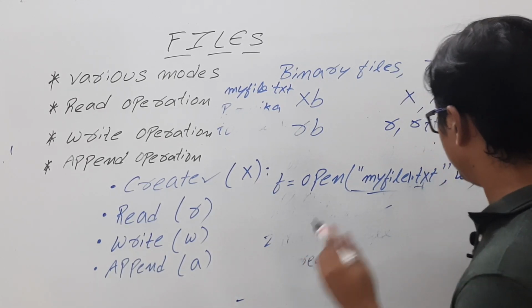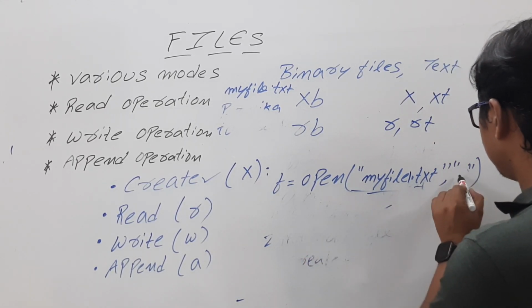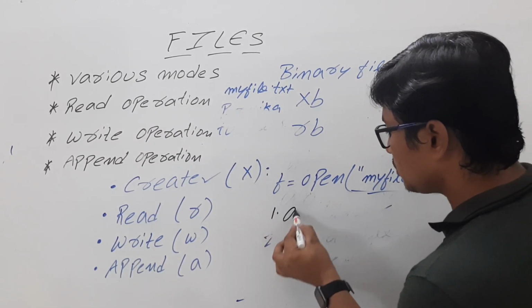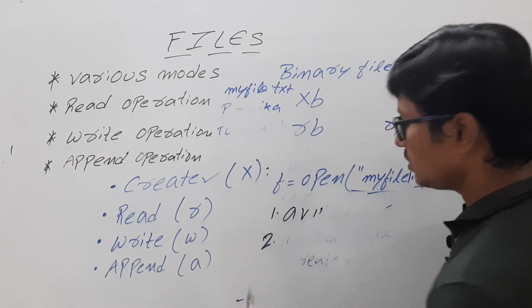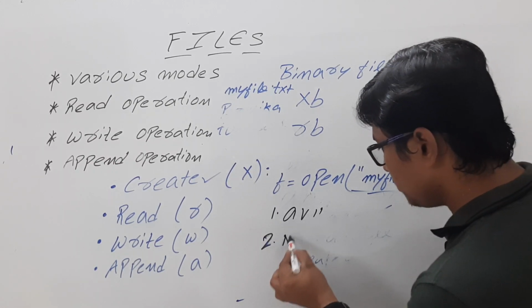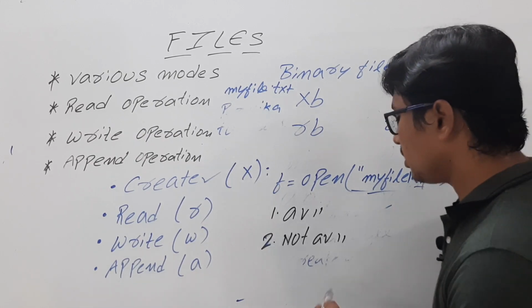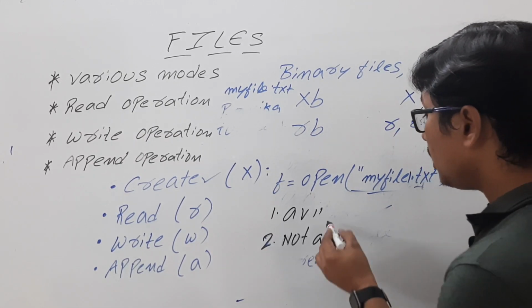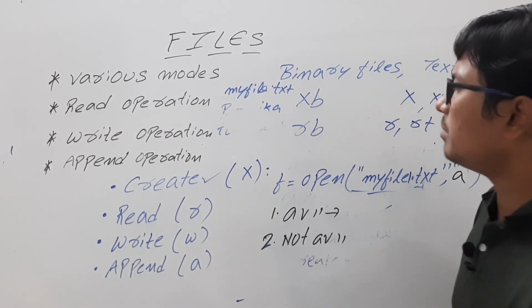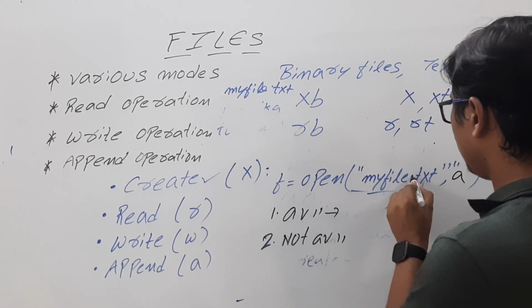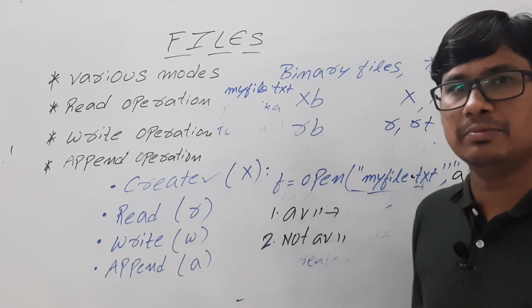Let me discuss the append mode. I will specify it as A. I hope it is visible for you. Again there are two cases: one is available and not available. Let me write in shortcut AV for available, not AV for not available. Now if it is available with some information, let's take that myfile.txt is having some information.